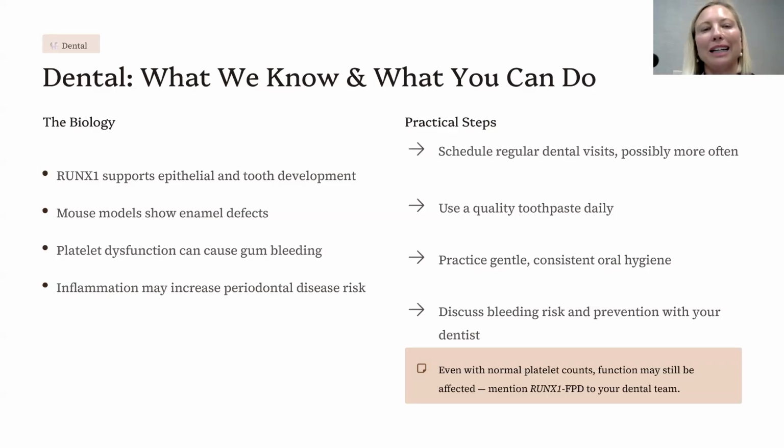There's lots of practical steps you can take. Regular dental visits are probably a really good idea for all of us, but sometimes more frequent visits are more important in this setting. And then also a high quality toothpaste, one that has pH balance, especially if enamel quality might not be there. I'm not suggesting most people even have this, but it's possible, and we did see a signal in the RUNX1 Patient Data Hub. And then I would say the most important thing is discussing with your dentist that you do have RUNX1 FPD, you have this bleeding risk, so that they're aware, especially if you need to have any procedures done.